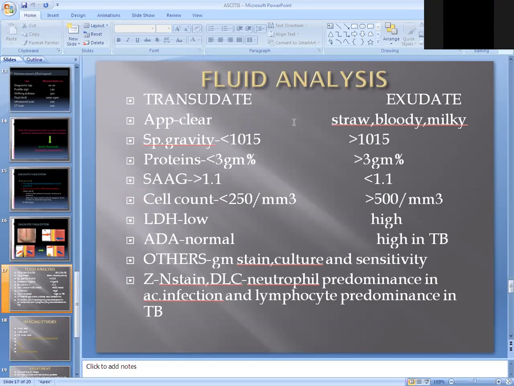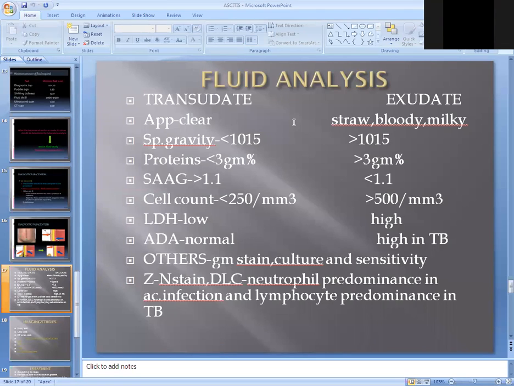SAAG is nothing but serum albumin minus ascitic albumin, the difference in serum albumin level and ascitic albumin level. Gradient is nothing but a difference. Ratio is nothing but a division. Ratio is division. Gradient is difference. So serum albumin minus ascitic albumin should be more than 1.1 in case of transudate. That is called SAAG, the serum albumin ascitic gradient. Cell count should be less than 250. LDH level should be low. ADA, adenosine deaminase enzyme, should be normal.